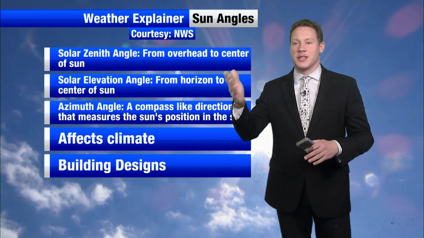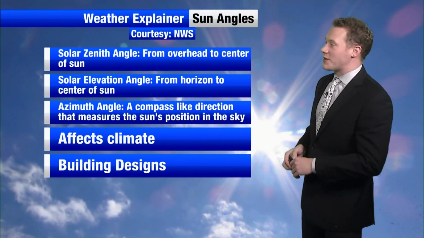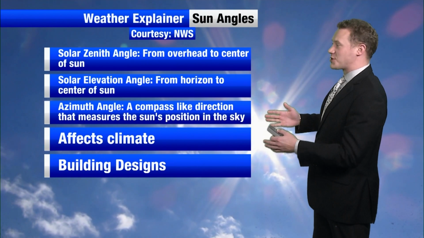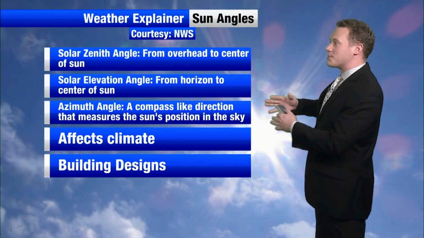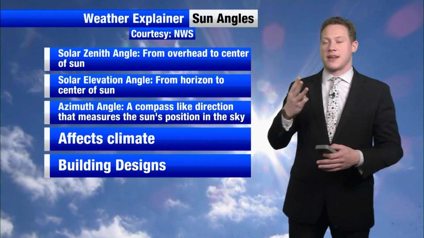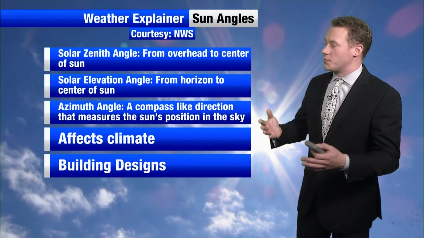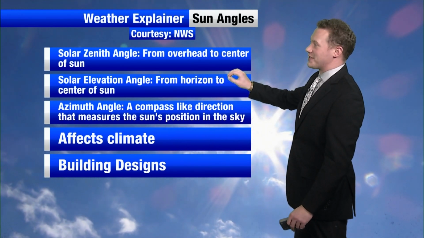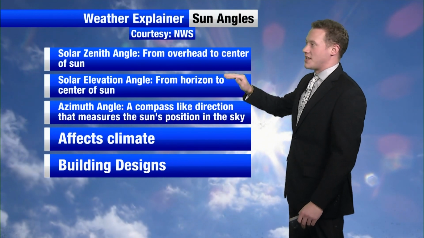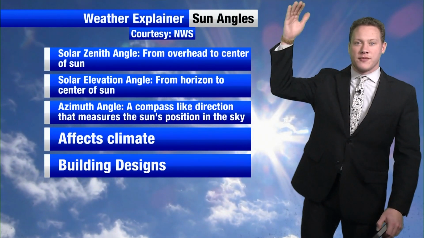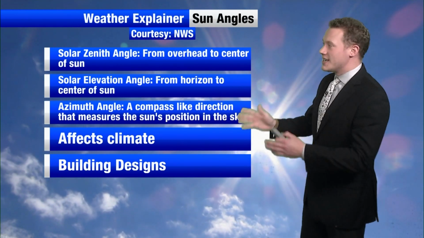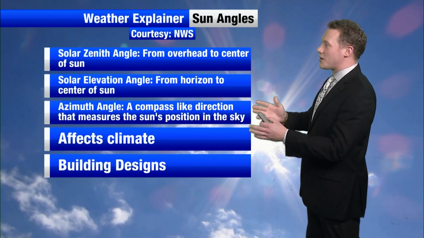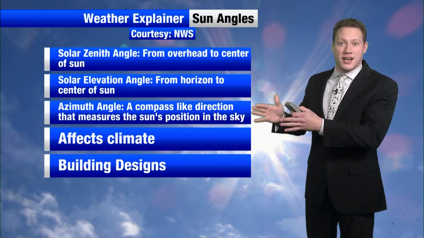We just hit the winter solstice back on Saturday, and we're going to start seeing the sun get a little higher in the sky. To break it down, there are three things that make up sun angles, and we'll talk about why they're important too. First, you have the solar zenith angle. That's from overhead to the center of the sun. So it's the angle from above you to the center of the sun, which seems a little difficult, but it does help us know exactly where the sun is hitting.